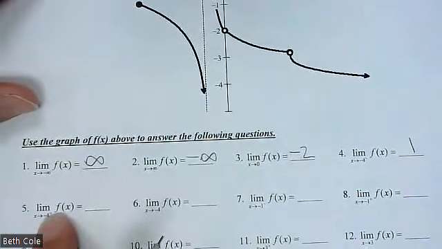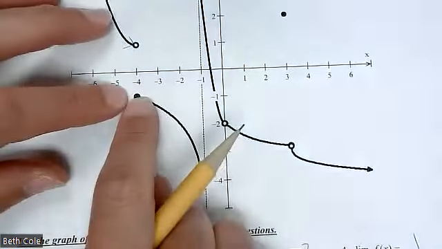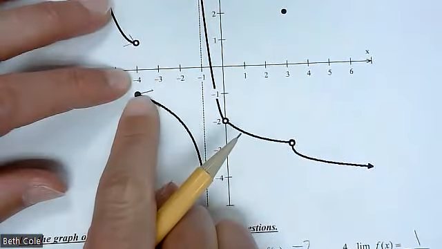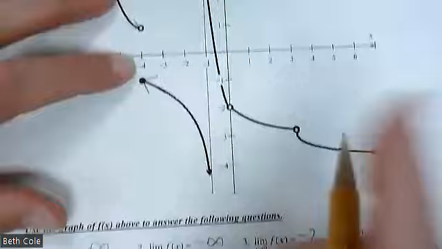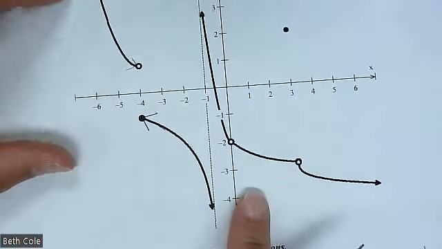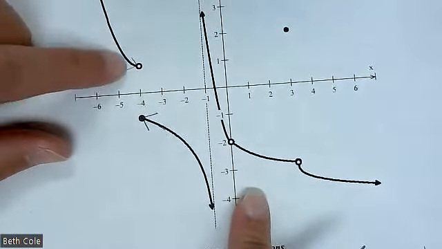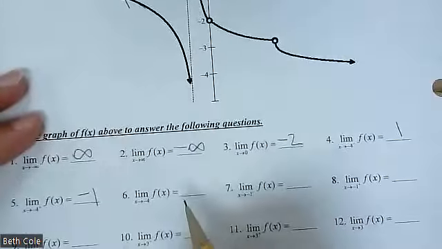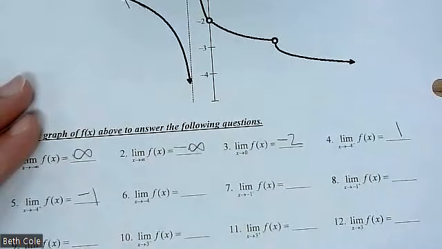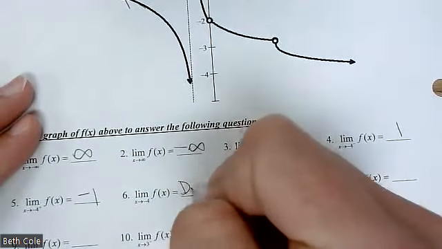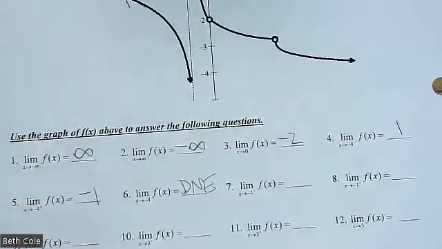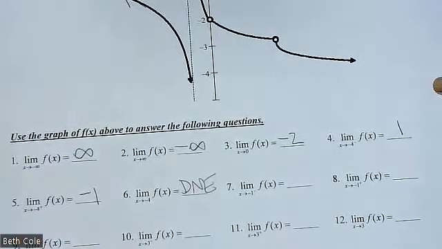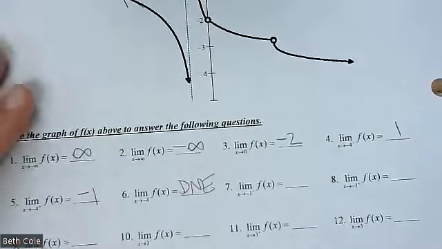Do I have the next one? -4 from the right? Good. Here's -4 from the right side. You're approaching -1. And now look, if the left approaches 1 and the right approaches -1, what's the overall limit? It does not exist. Why? Because it's not approaching the same value. And what kind of discontinuity is that? Jump discontinuity, because it literally jumps.